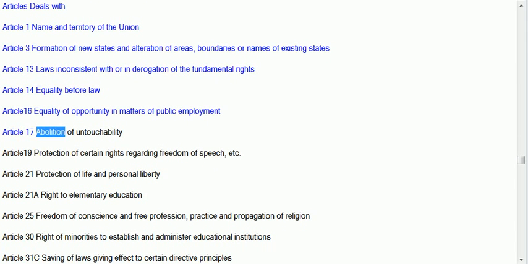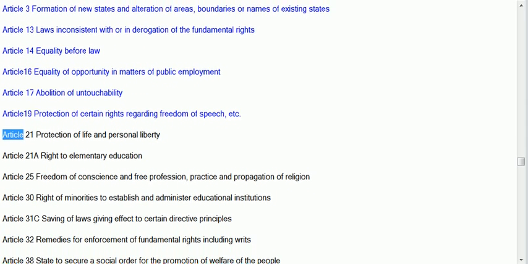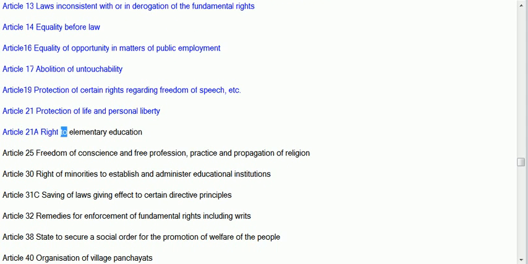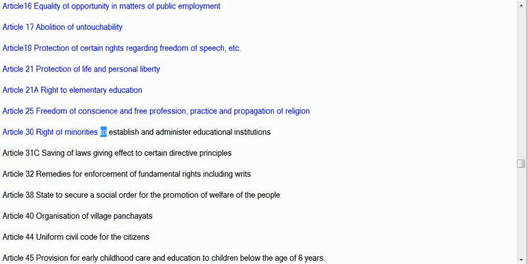Article 17 Abolition of untouchability. Article 19 Protection of certain rights regarding freedom of speech, etc. Article 21 Protection of life and personal liberty. Article 21A Right to elementary education. Article 25 Freedom of conscience and free profession, practice, and propagation of religion. Article 30 Right of minorities to establish and administer educational institutions.